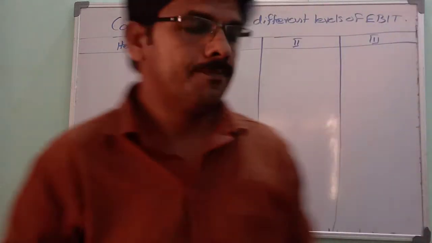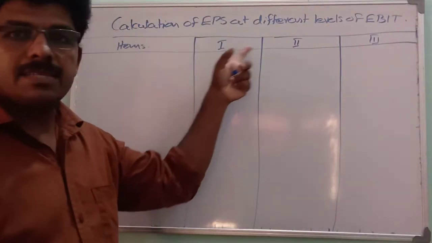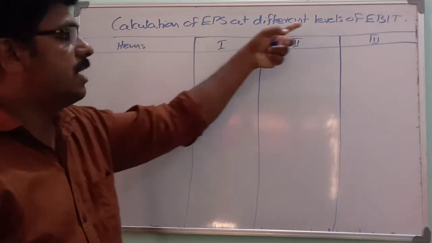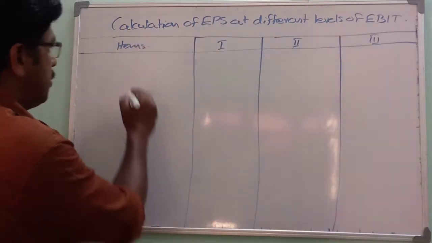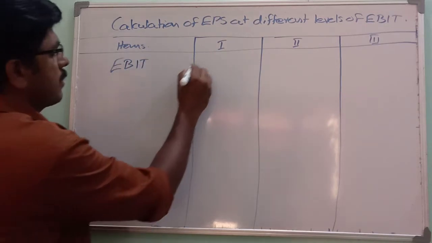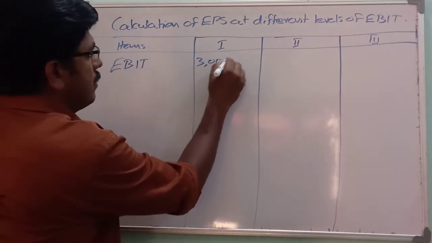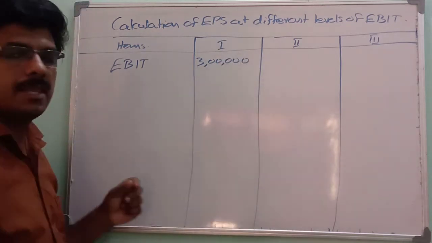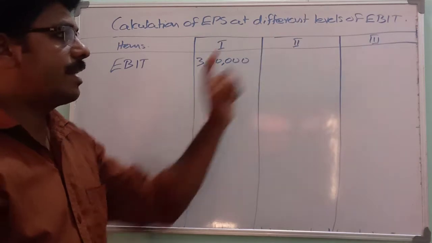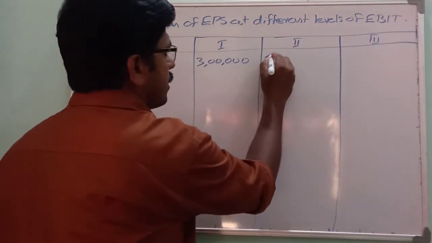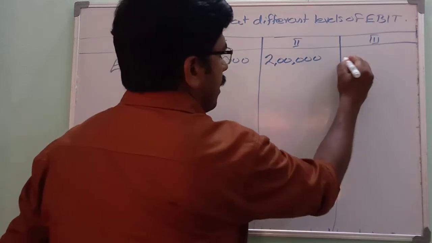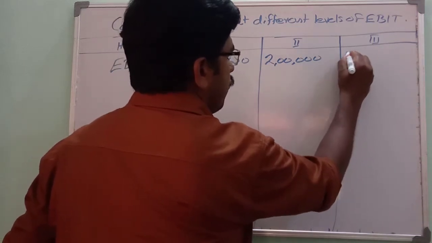Yes, welcome back. Three cases are given, three EBIT levels are given. We are going to calculate EPS at different levels of EBIT. First, EBIT 3 lakh. Then EBIT 2 lakh, then 5 lakh.